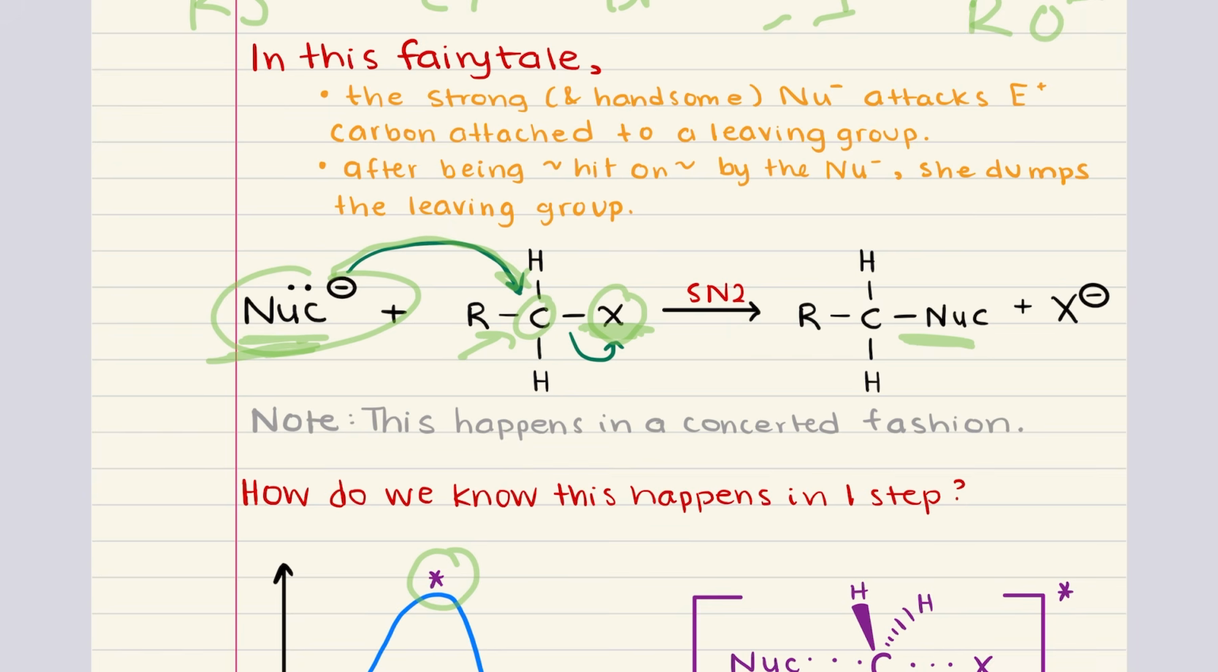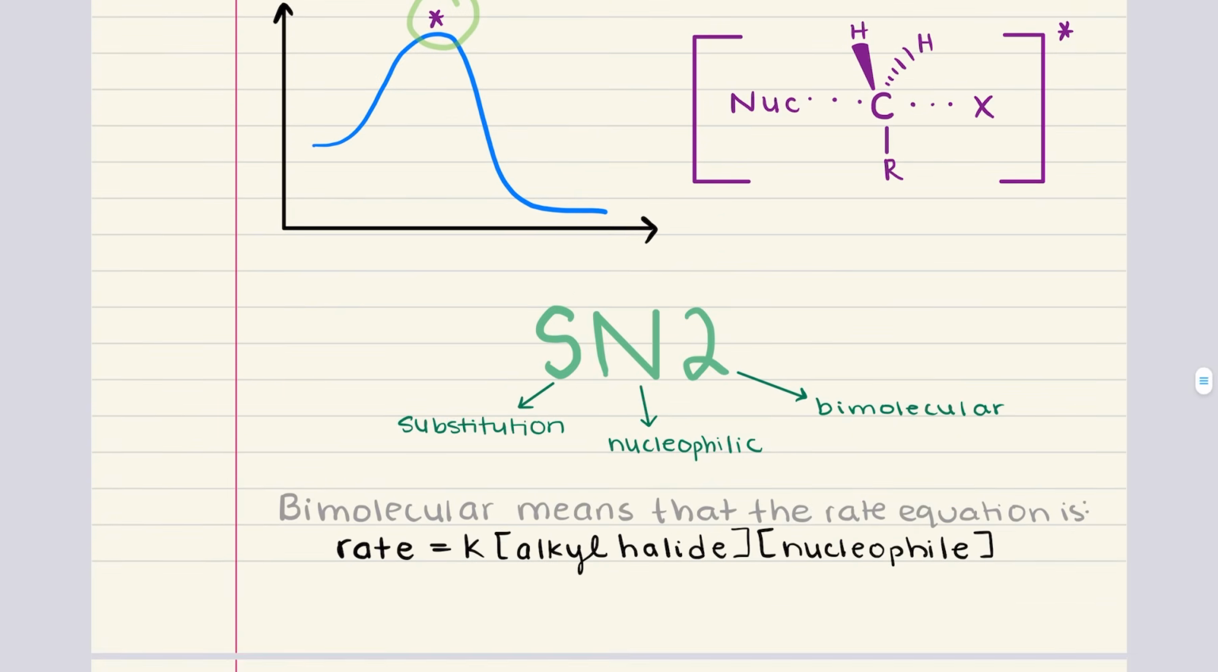Now you might be wondering, why is this reaction called SN2? The name actually gives us key information about the mechanism. S stands for substitution because one group is replacing another. N stands for nucleophilic, indicating that a nucleophile is responsible for the substitution.